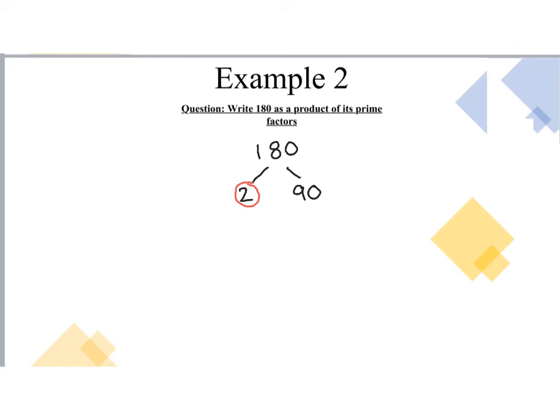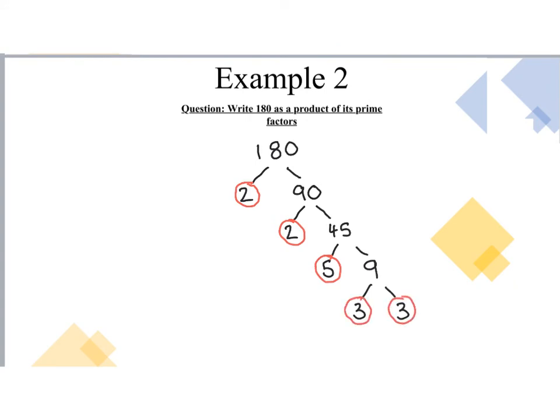You can check your prime numbers list in your booklet if you want to. So 90, again we can divide by 2. And 2 times 45. 2 is prime. 45 is not prime, so let's go from 45. 45, I can do 5 times 9. 5 is prime. 9 is not. Let's continue from 9. And then 9 is 3 times 3. And they are both prime.